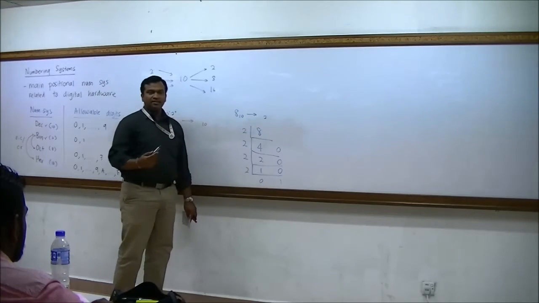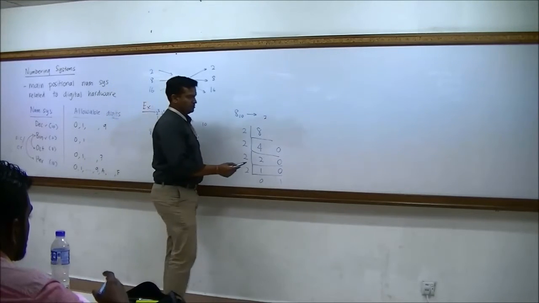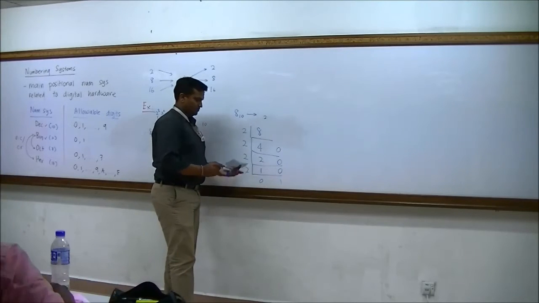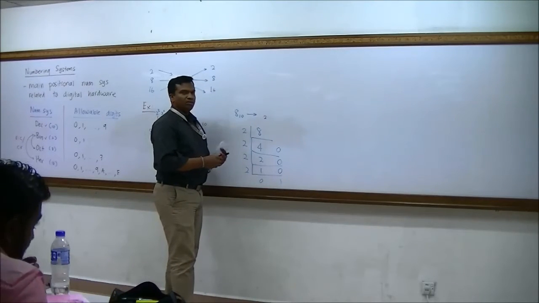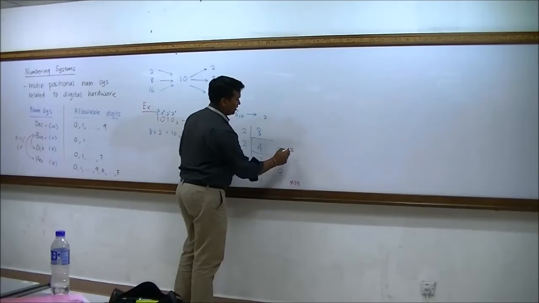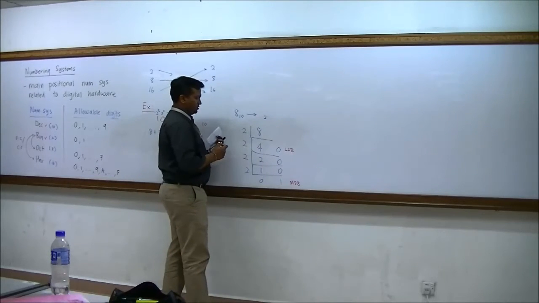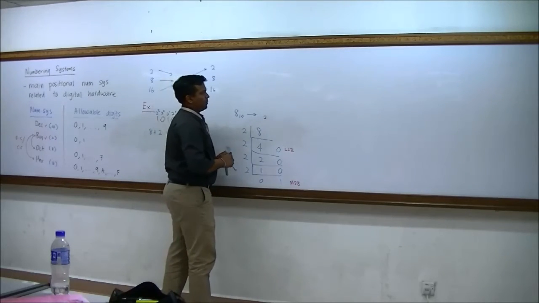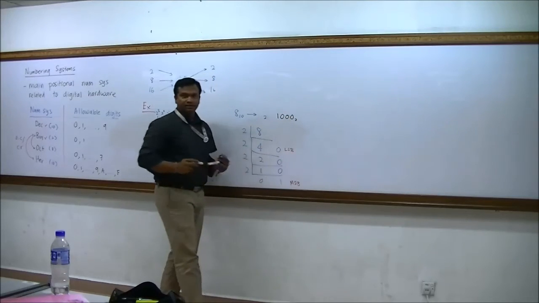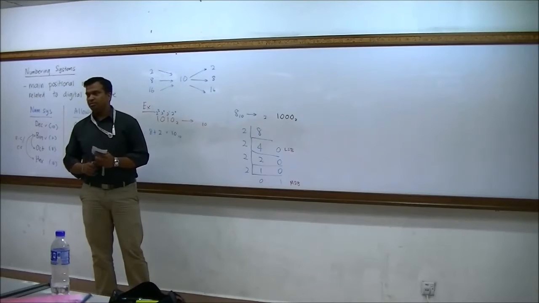So how do you actually read this? Which is the most significant bit? The most significant bit is always at the bottom. This is the most significant bit, this is the least significant bit. So what do you get? The resultant answer is 1, 0, 0, 0. You understand the principle, the concept?